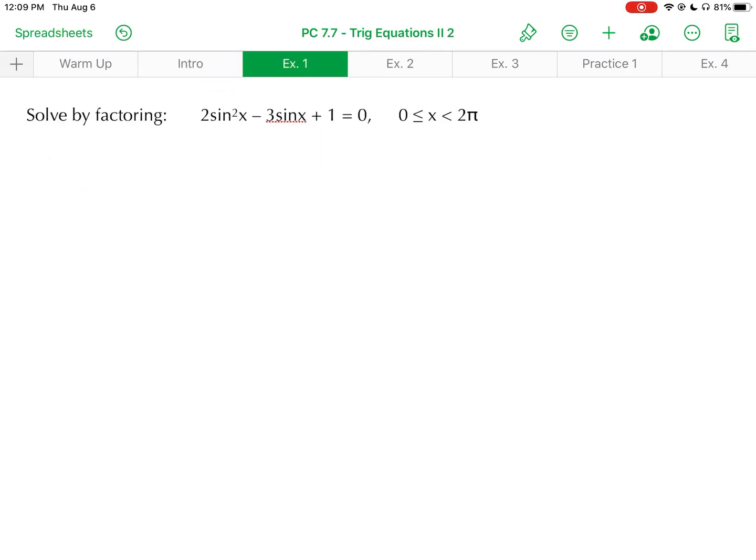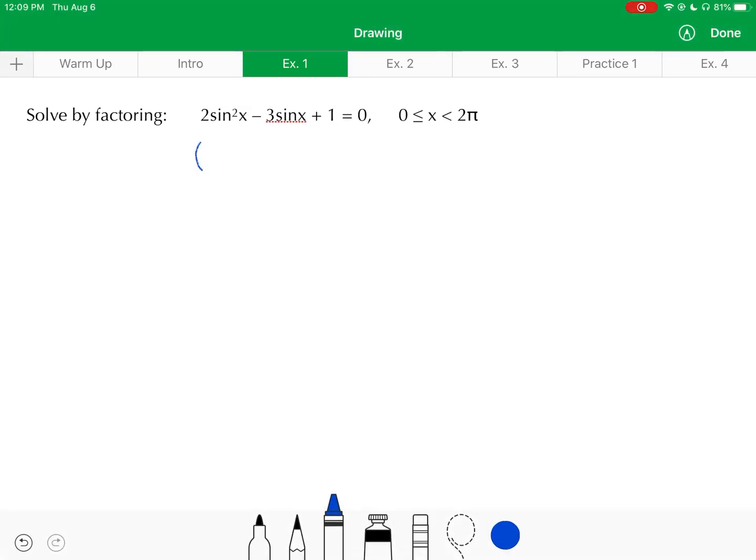2 sine squared of x minus 3 sine of x plus 1 equal to 0. We're solving it only over the interval from 0 to 2 pi, okay? So this equation is already in what's considered quadratic form. That means I can factor it just like I would a regular quadratic equation, okay? So the factored form will become 2 sine of x minus 1 multiplied by sine of x minus 1. And you can double check that. If you were to multiply this back out, it'll take you back to 2 sine squared of x minus 3 sine of x plus 1, okay?